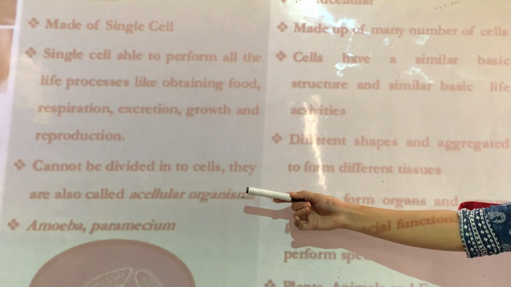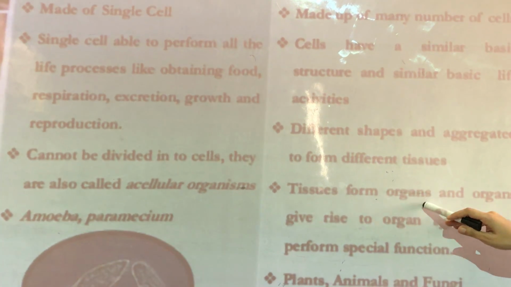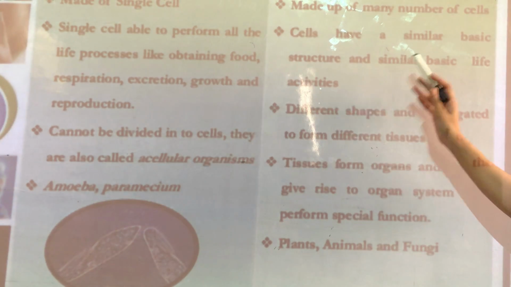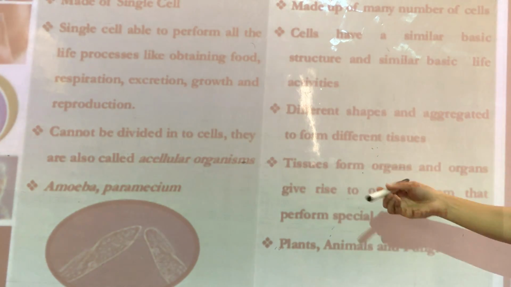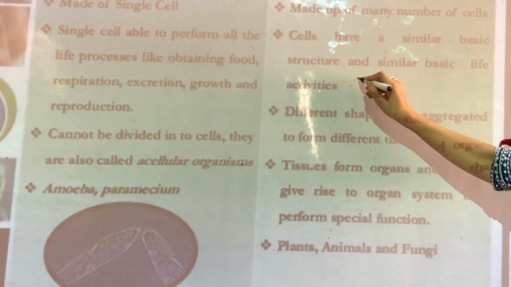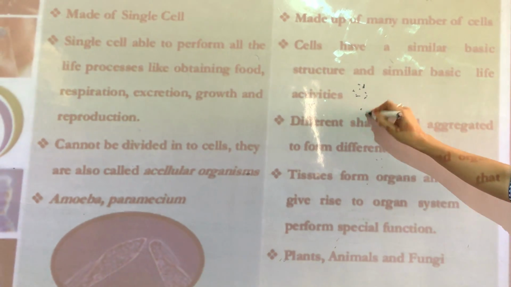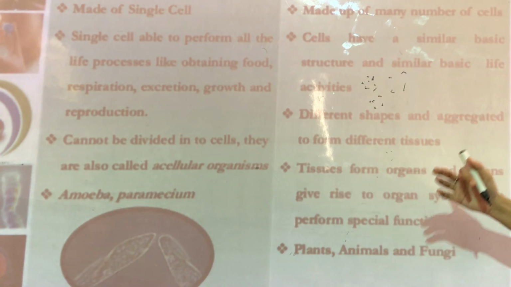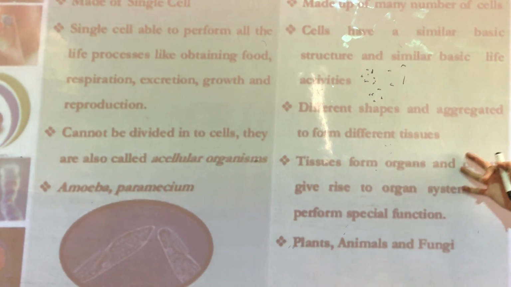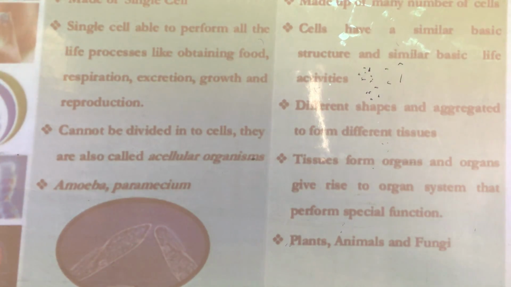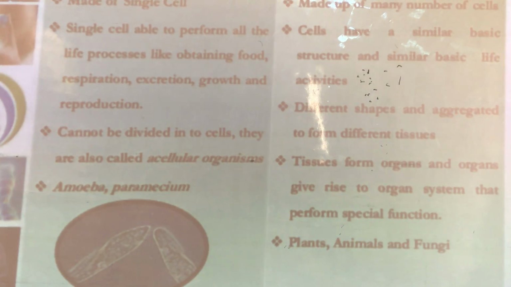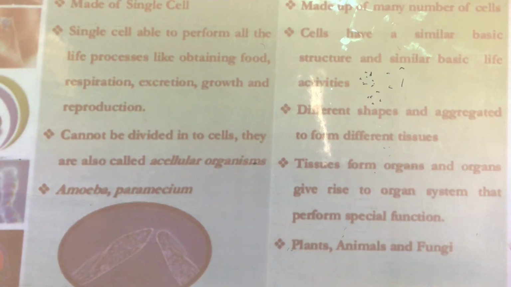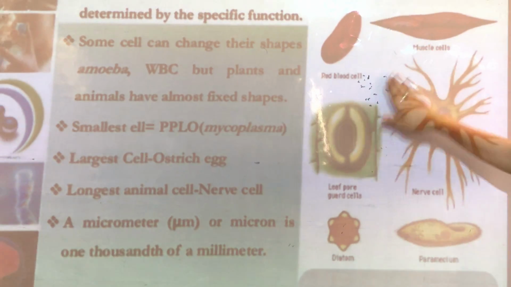We cannot divide them. Okay, but tissues form organs and organs give rise to organ systems. Okay, so cells can be divided. So as we have discussed already, similar types of cells combine to form tissues, and tissues give rise to organs, and organs make a complete system. Okay, for example, plants, animals, fungi. Okay, so have you understood that? So you can take a snapshot of this and study it later.